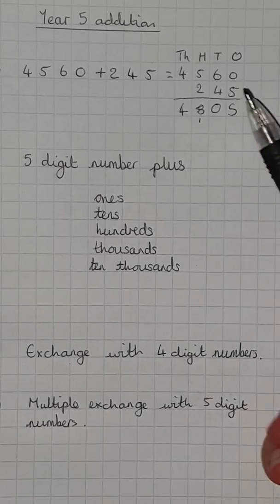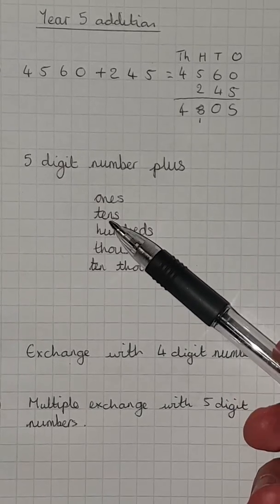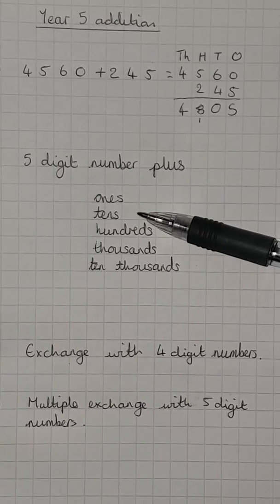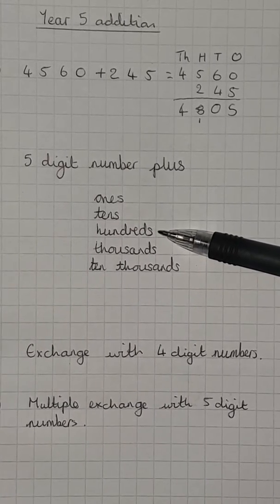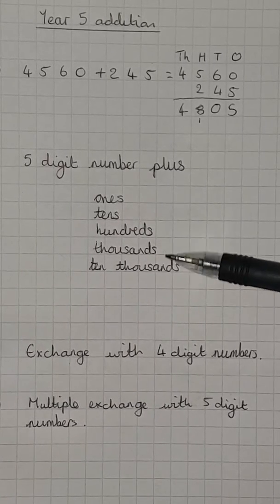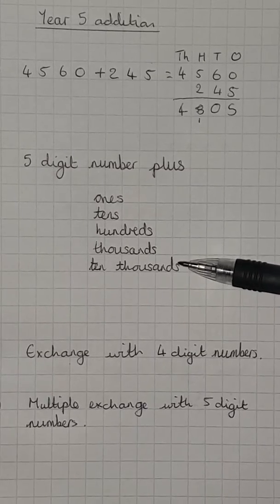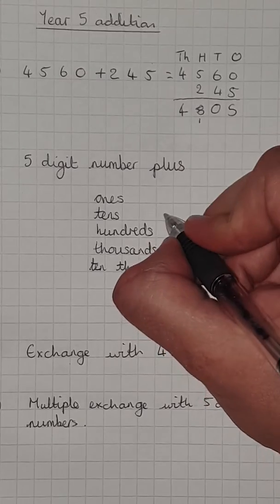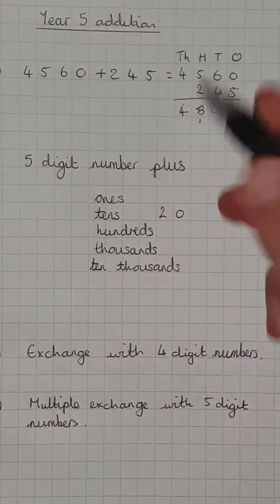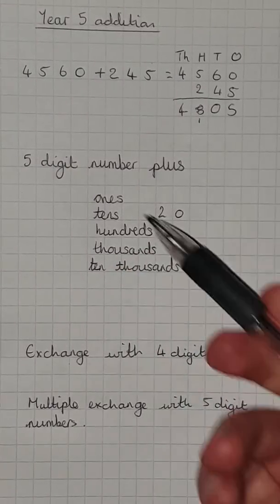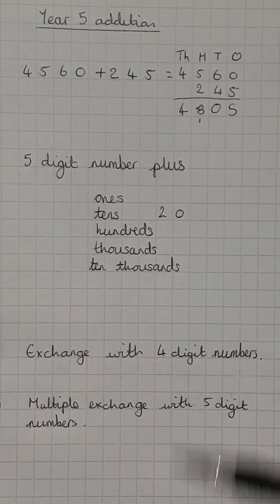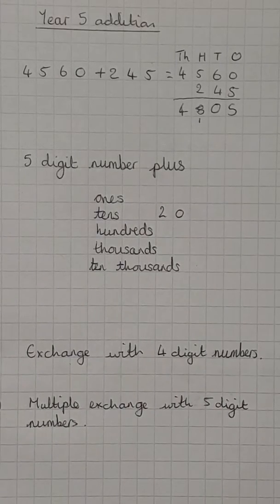That could be day 1, and then day 2 you'd move on to 5-digit number plus ones, 5-digit number plus tens, 5-digit number plus hundreds, 5-digit number plus thousands, 5-digit number plus 10,000, and that would be multiples. So when you're adding the tens on, I would literally just do 20. So we're not worrying about adding the ones, we're just focusing on adding the tens, and the same for the others there. I will do a few examples in a second.